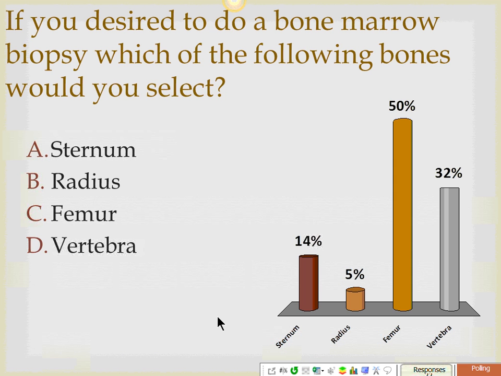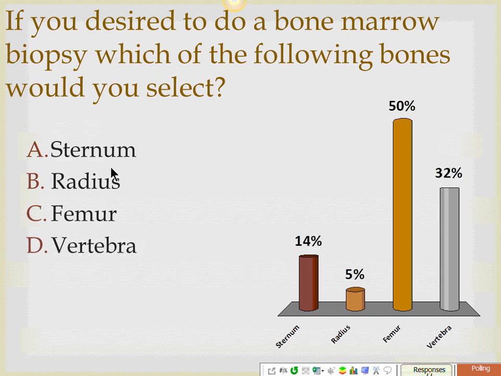Okay, the correct answer is the sternum. And here's why. Think of this. Your femur is way deep inside your thigh, right? So many muscles. Imagine what a long needle you would have to poke right through your thigh to get that bone marrow.